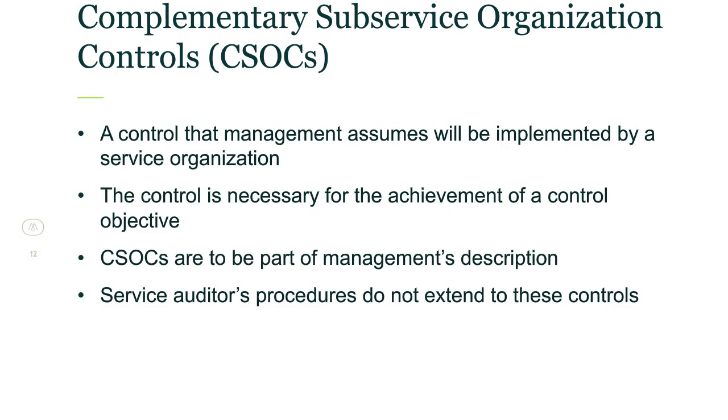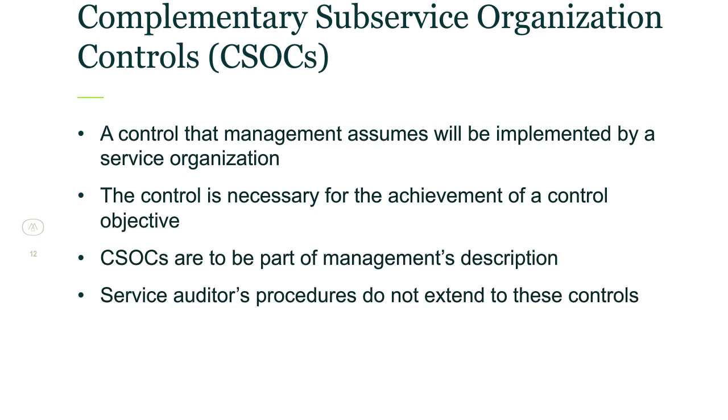So now let's spend a little bit more time talking about complementary subservice organization controls. And I'm going to refer to these as CSOCs as we go through the next few slides. But these are when there's a control that the service organization's management assumes will be implemented by their subservice organization. And these controls are necessary for the achievement of a control objective.